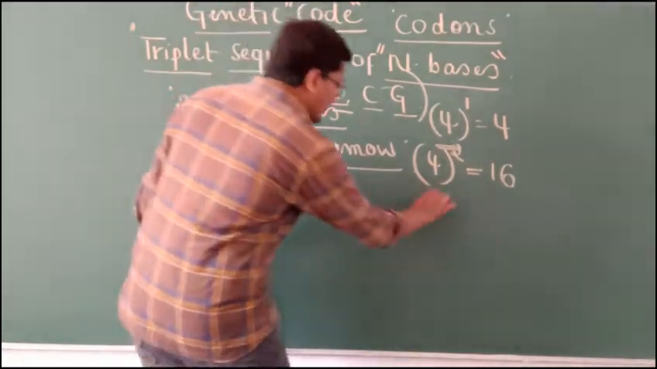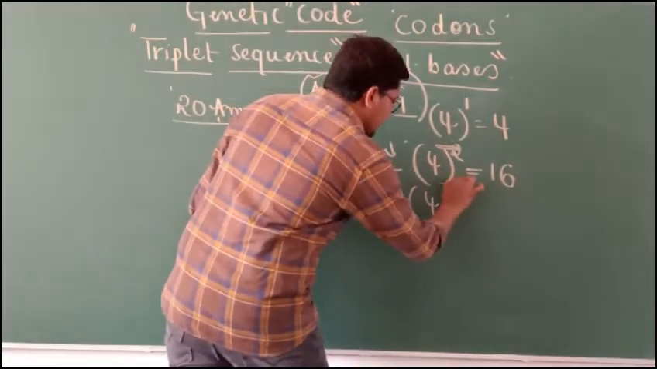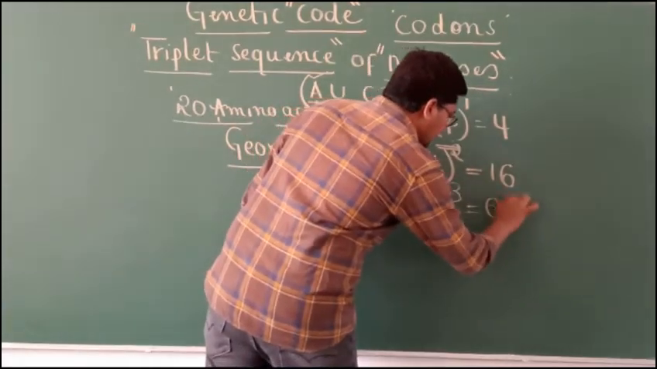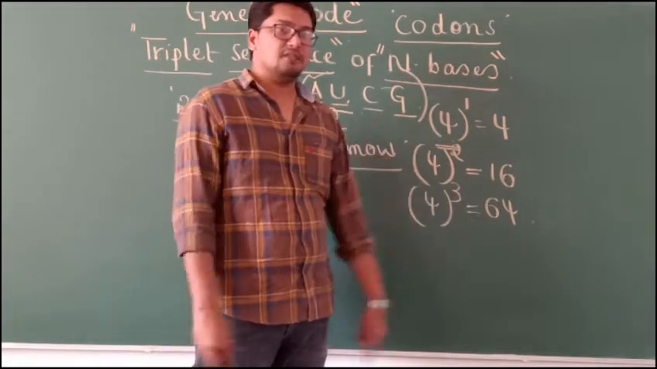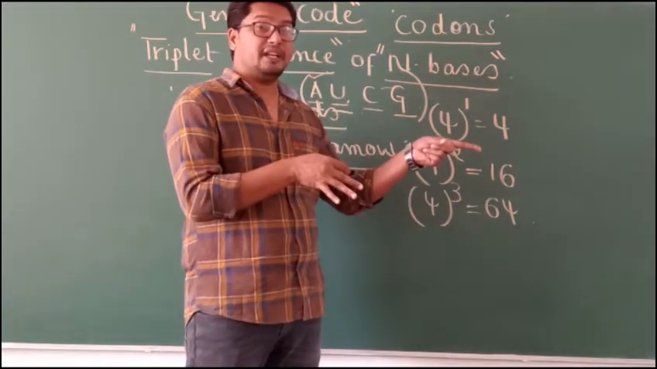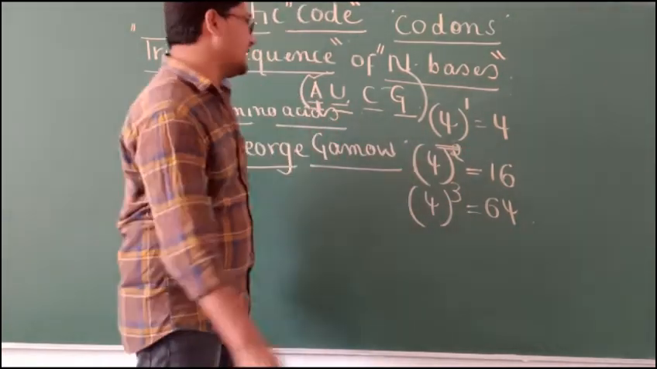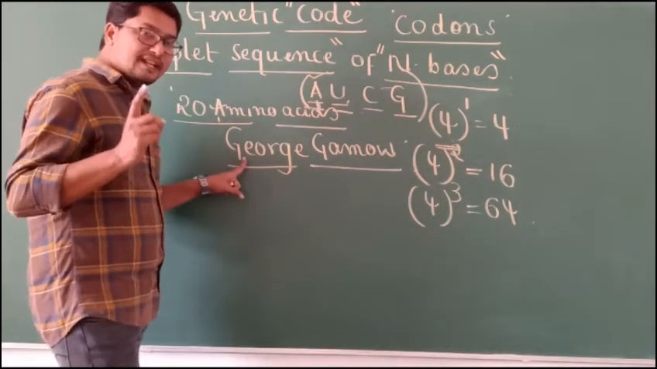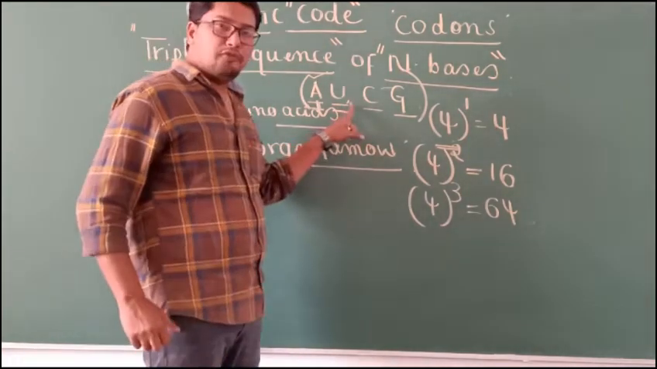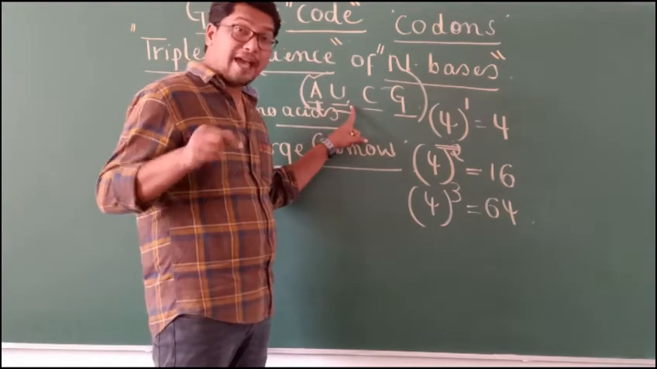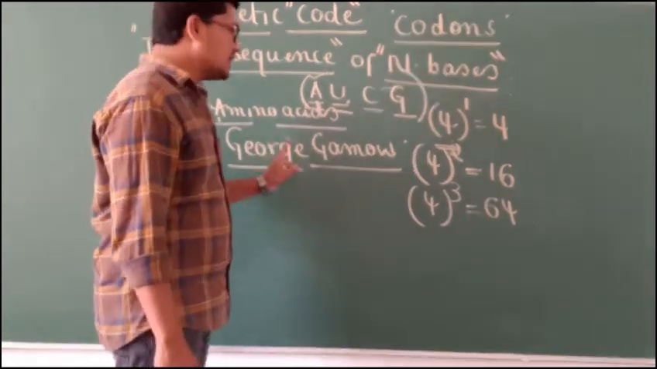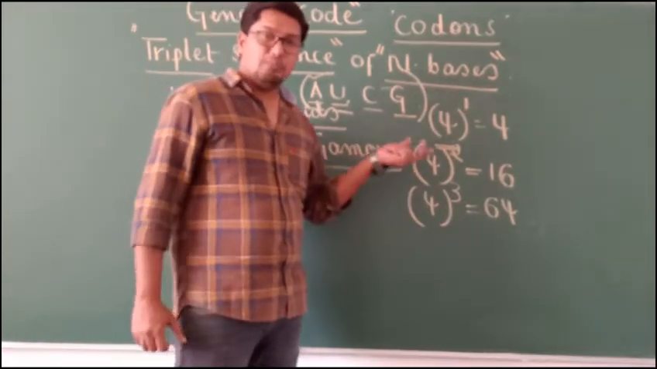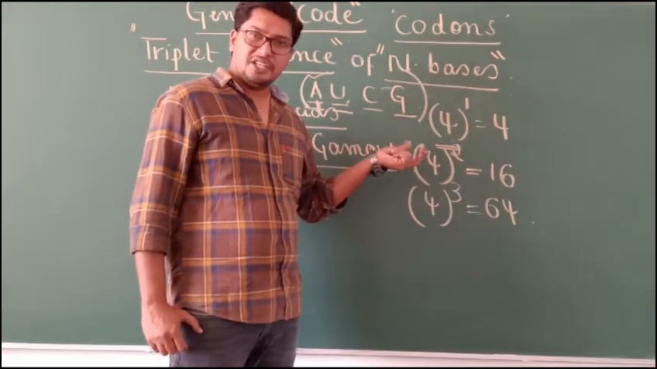So the only possibility is the very next one, 4 power 3, which is 64. 64 is more than 20. Based on this idea, and on permutations and combinations, as only 4 types of nitrogen bases have to code for a minimum of 20 amino acids, George Gamow proposed the bold hypothesis of the triplet genetic code.